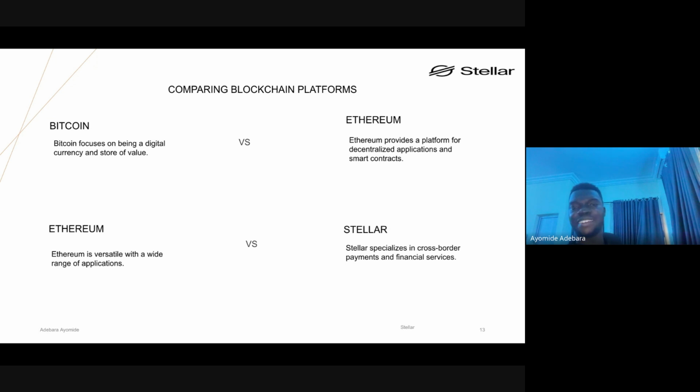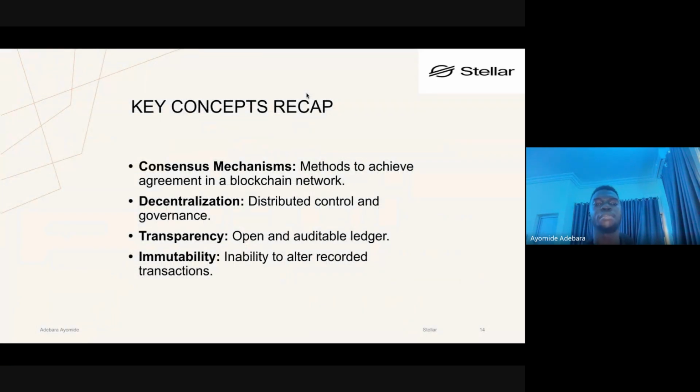So, are we comparing the blockchain platforms? Bitcoin focuses on being a digital currency and store of value. Ethereum focuses on providing a platform for decentralized applications and smart contracts. Ethereum is versatile with a wide range of applications. Stellar specializes in cross-border payment and financial services, but it also allows for a different range of applications too. It focuses more on cross-border payment, and you can build your application that handles cross-border payment using the Stellar SDK.